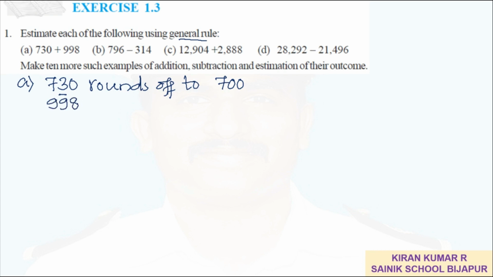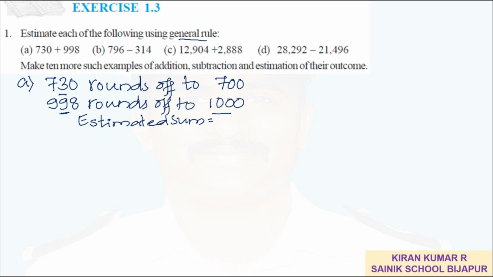998. We have to look at the tens place. It is larger than 5. Therefore it rounds off to 1000. Since the question is addition, we will be finding estimated sum. So the estimated sum will be equal to the sum of 700 with 1000, which is 1700. This is how we solve the first question. Let me write the second one here.